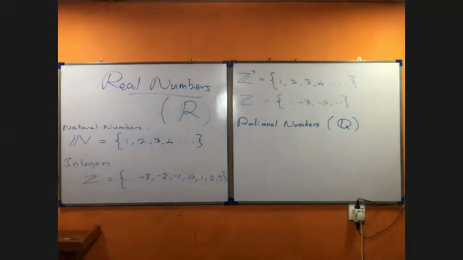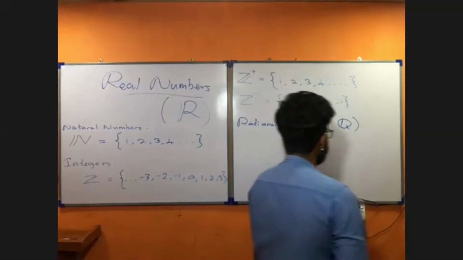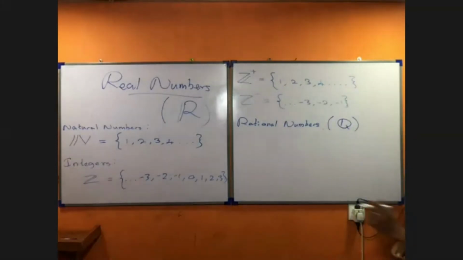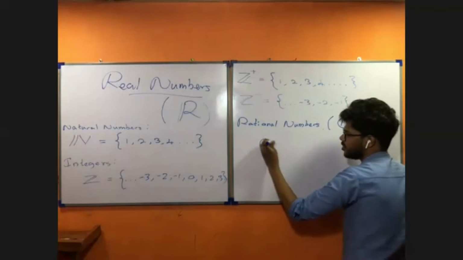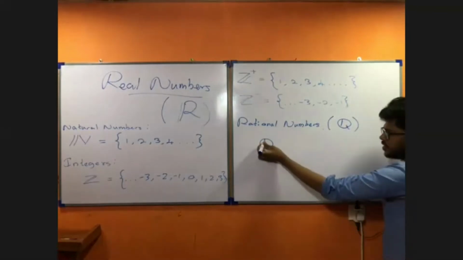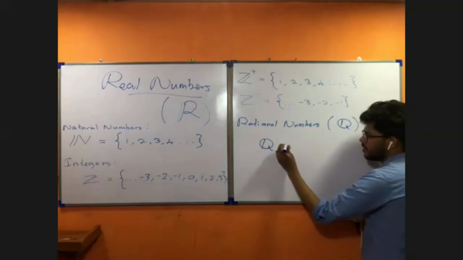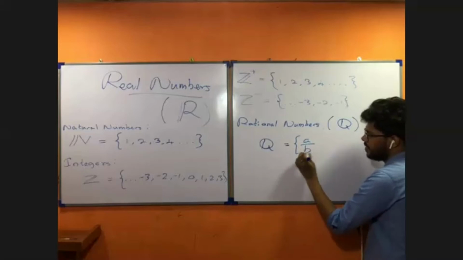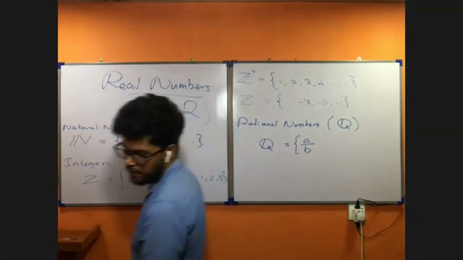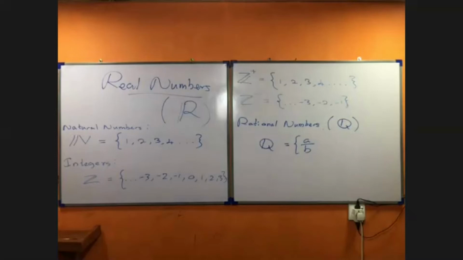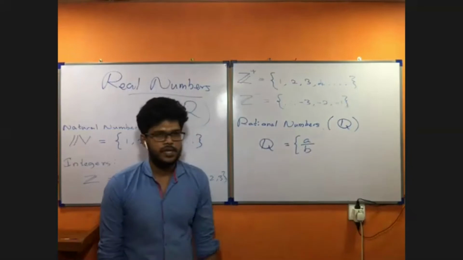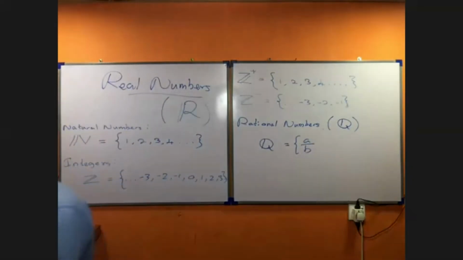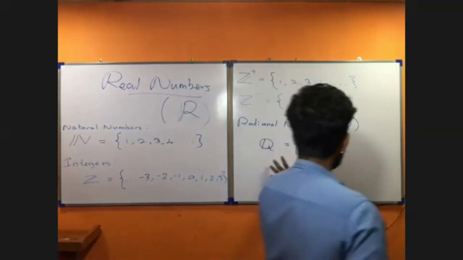Any number that you can represent as a fraction. So the set of rational numbers will be what? A divided by B. If you can represent any number as a fraction, this is a fraction, right? A divided by B, A over B is a fraction. So if you can represent any number as a fraction, that is called a rational number.